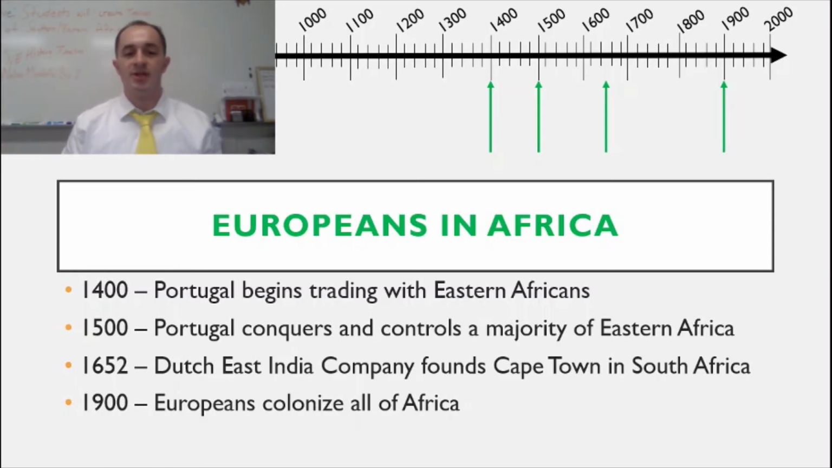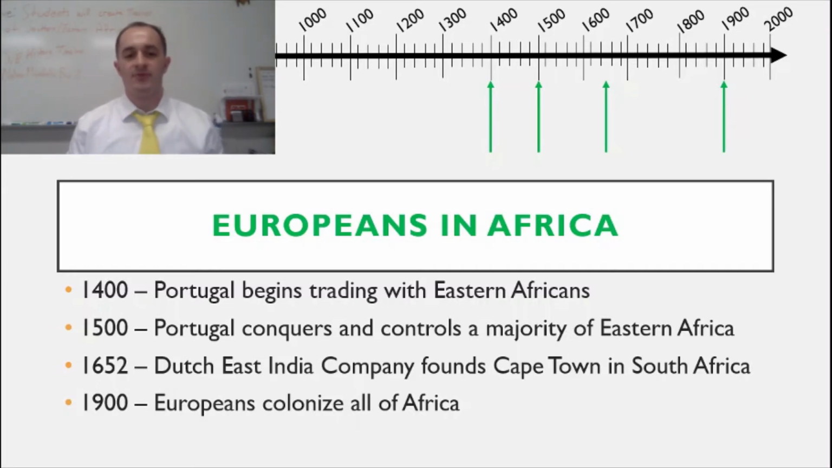In 1400, we have Portugal begins trading with Eastern Africans. So around 1400, early to mid 1400s, this starts happening. For ease, we're just going to say 1400. Portugal begins trading with Eastern Africa. So this is our first green line that we see on the top. It's the furthest to the left.